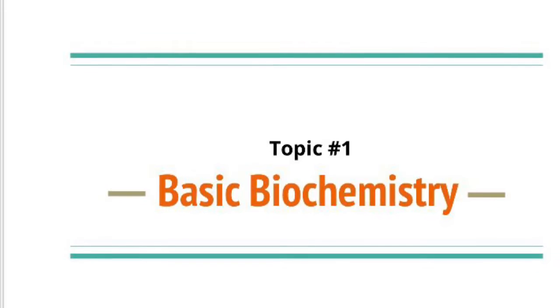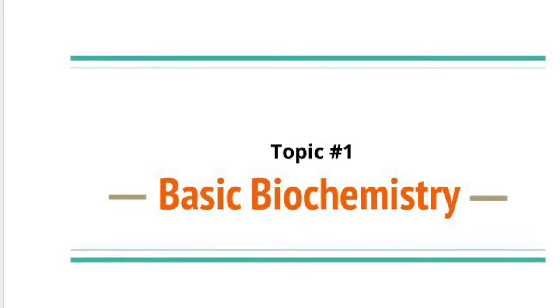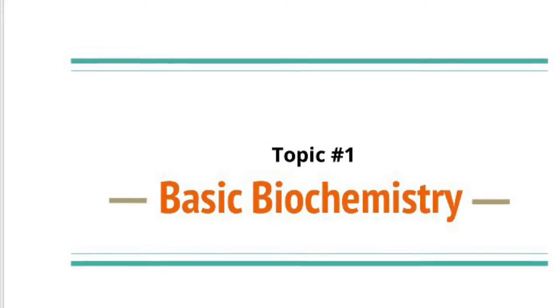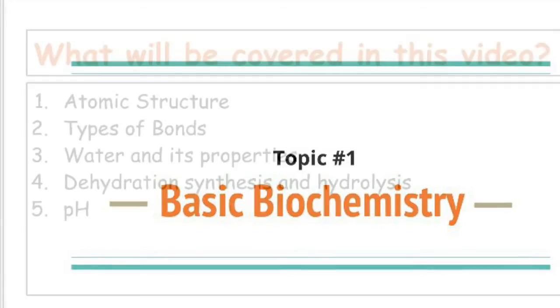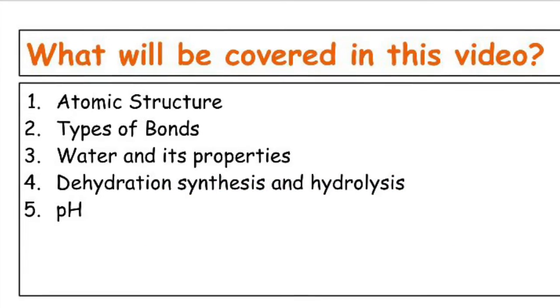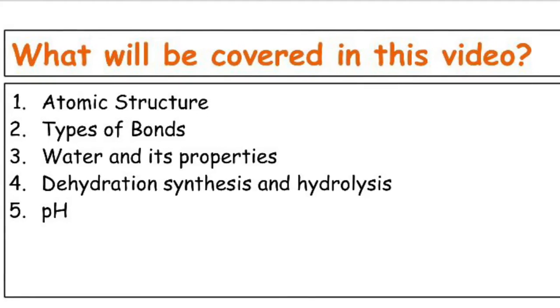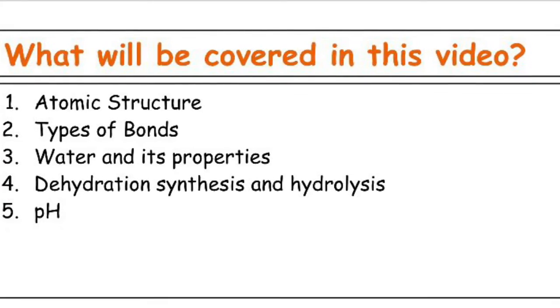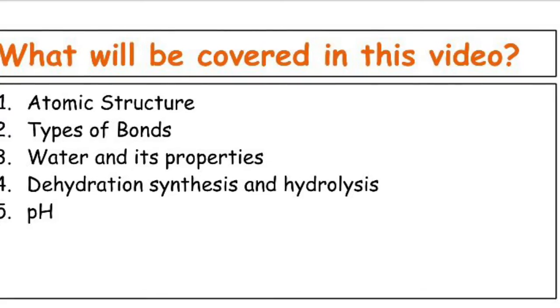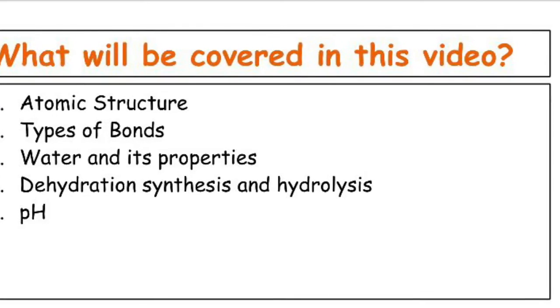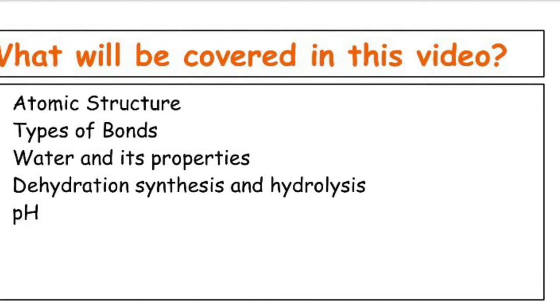Before you learn about biology, there are some basic chemical properties that need to be known, which will be covered in this video. 5 topics are going to be covered in this video, including atomic structure, types of bonds, water and its properties, dehydration synthesis and hydrolysis, and lastly, pH.